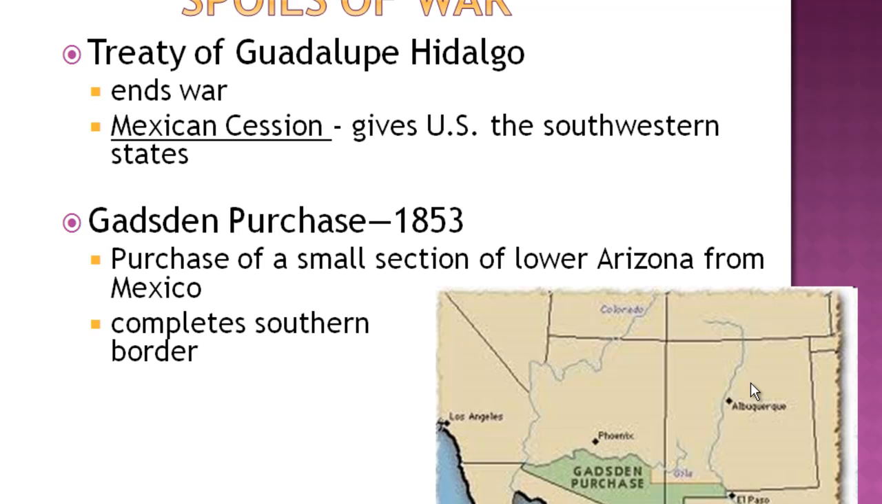The Treaty of Guadalupe Hidalgo ended the Mexican-American War, resulted in what was called the Mexican Cession, and this was the area that Mexico had to give to the United States, all of those states that I just named. We also purchased, how nice of us, a small section of land from Mexico in lower Arizona. This was called the Gadsden Purchase. It was done in 1853, and it really completed the southern border of the United States.